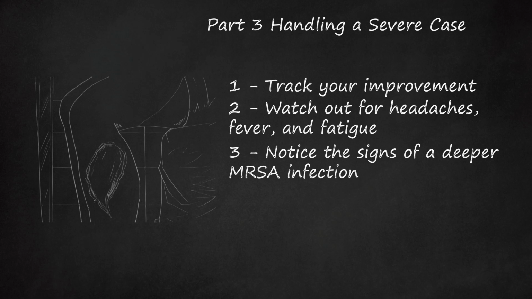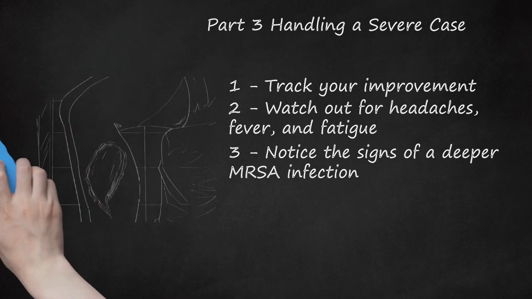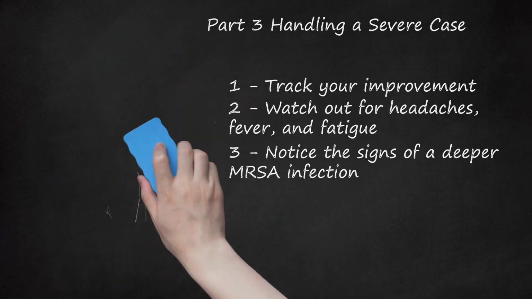Notice the signs that MRSA has spread to the lungs. If the infection is still undetected and left untreated, there is a risk that it can spread to the lungs. Look out for coughing, wheezing, and shortness of breath. A high fever and body chills, possibly accompanied by a urinary tract infection, are signs that the MRSA has spread to other organs of the body, such as the kidneys and urinary tract. Necrotizing fasciitis is very rare, but not unheard of. This may manifest as a severe pain in the infected area.